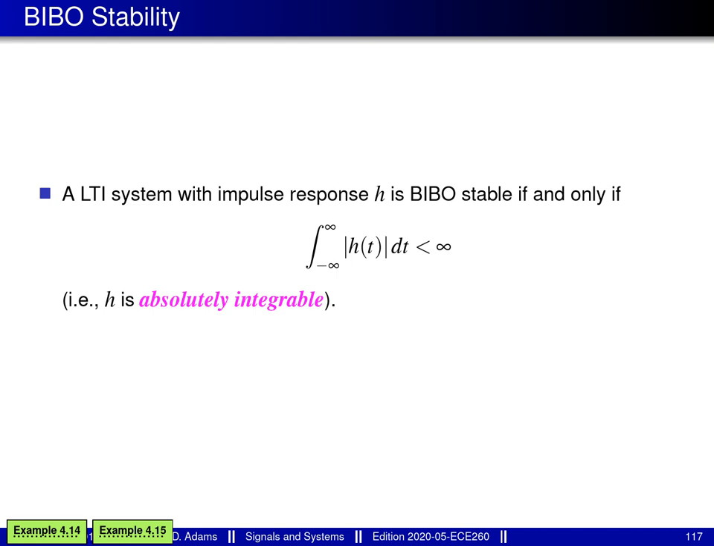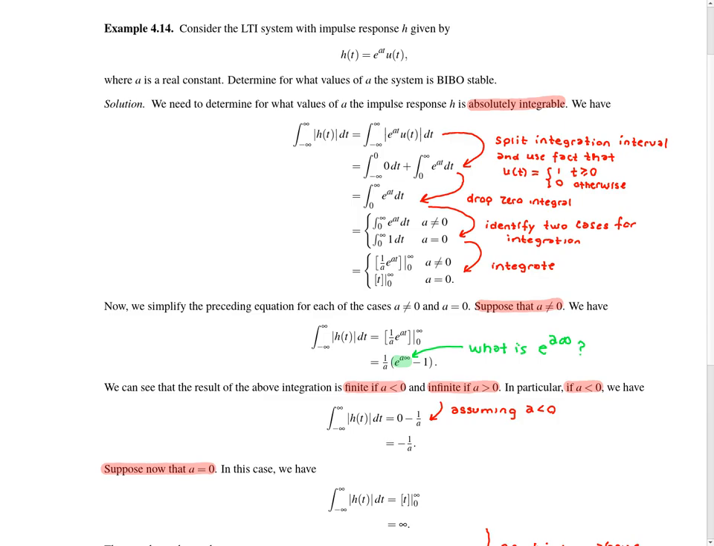At this point, I'd like to consider a couple of examples to help illustrate how we can make use of the result presented on this slide. And the first example I'd like to consider is example 4.14. In this example, we're given an LTI system with impulse response h, where h is given by this particular formula here, where a is a real constant. So in other words, what we have is a real exponential times a unit step function. And we're asked to determine for what values of a the system is BIBO stable.